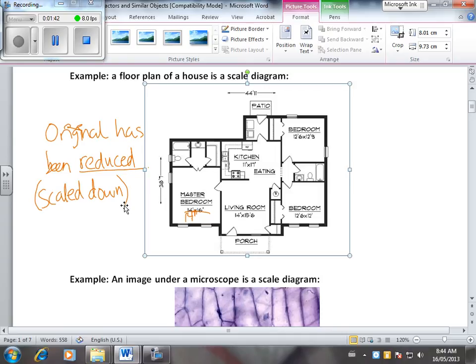Okay, and so another example of this would be like a map. A map is scaled down. So the map of Canada is obviously scaled down quite a bit because Canada is very, very large.